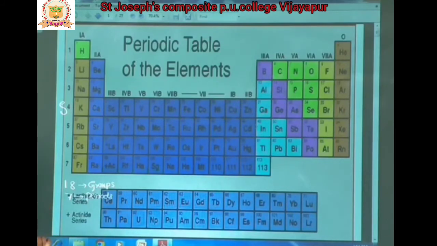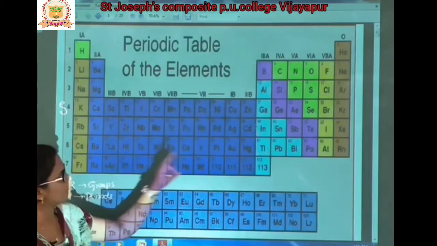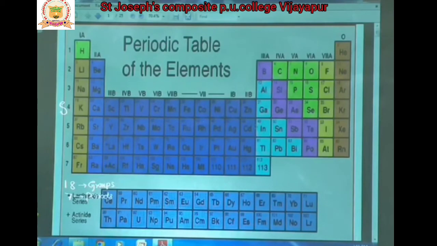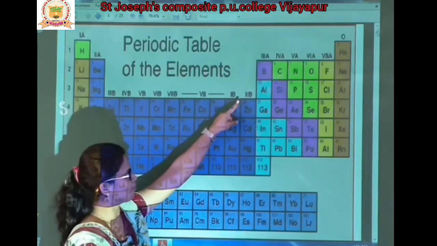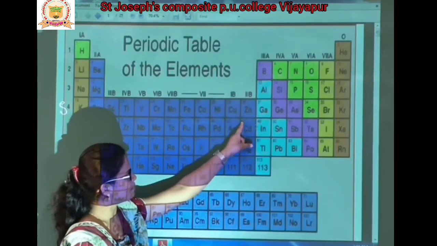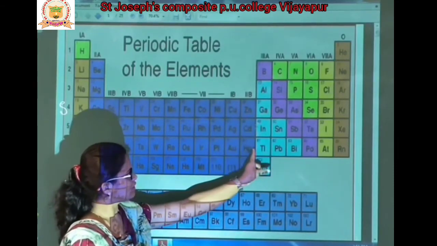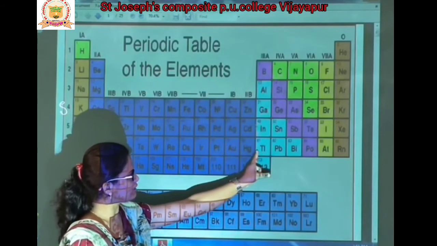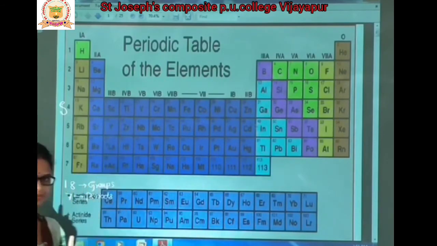Next, 14 family elements: carbon, silicon, germanium, tin and lead. I'll say one trick to remember this. Here, group 13 family elements, how to remember this as Bala Ganga in Titanic. Means B for boron, Al for aluminium, Ga for gallium, In for indium, Tl for thallium, and the next one is nihonium.